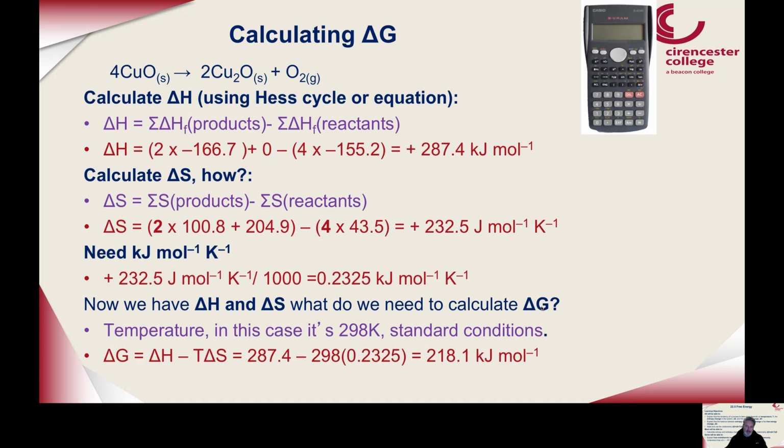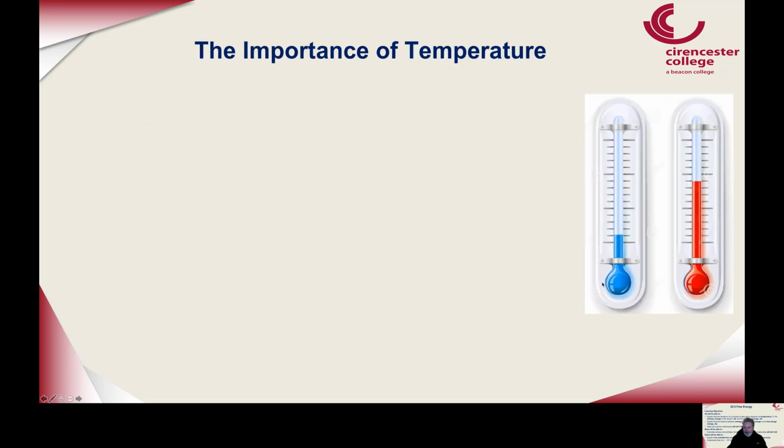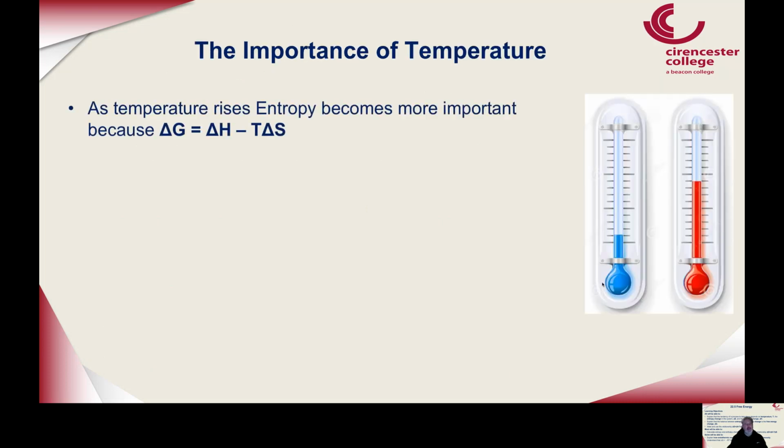Because this take away this ends up as a positive number. Basically you end up with about a quarter of this. So it's 287 minus a quarter of 298-ish, which gives you that, because 0.23 is about 25%. So, the importance of temperature.